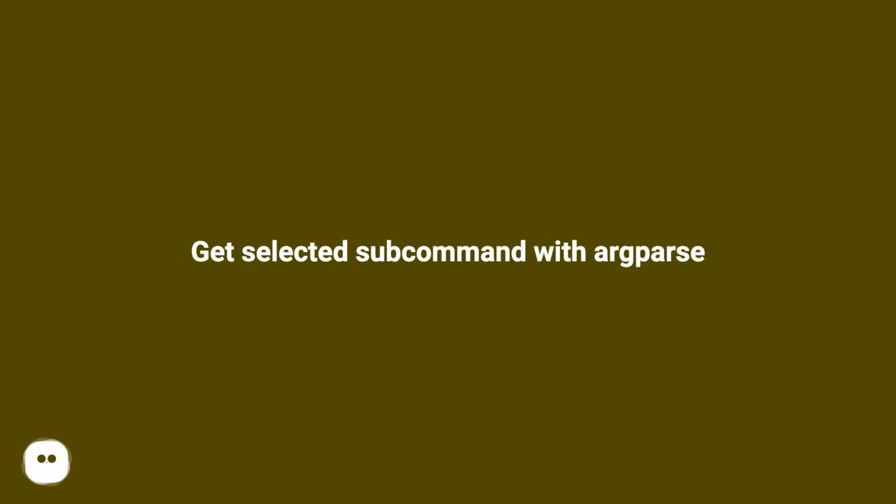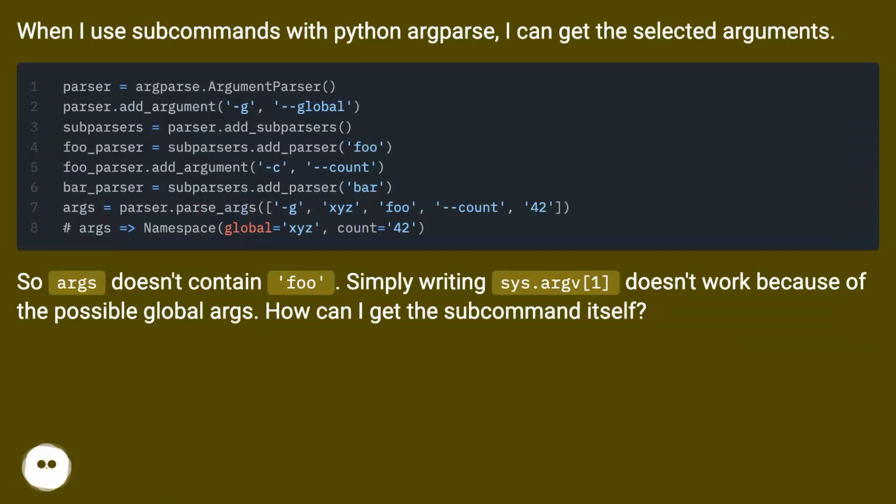Get selected subcommand with Argparse. When I use subcommands with Python Argparse, I can get the selected arguments. So args doesn't contain foo. Simply writing sys.argv[1] doesn't work because of the possible global args. How can I get the subcommand itself?